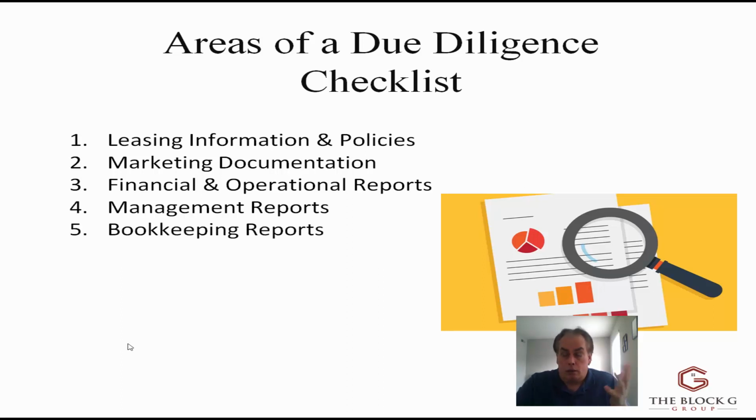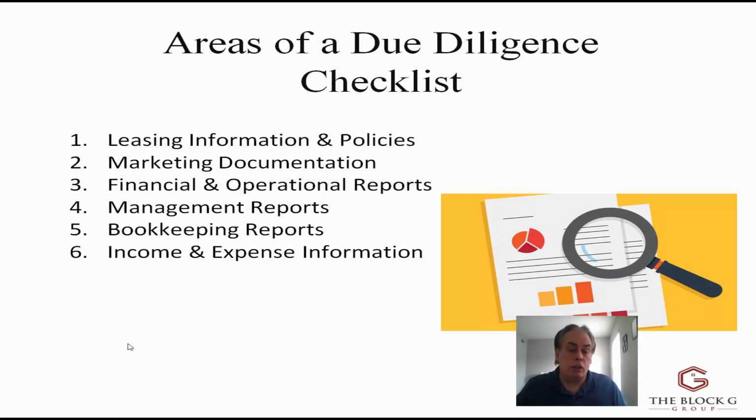Bookkeeping reports, the reports from the bookkeeper, if they do some kind of book report. Number 6, income and expense information. The seller's telling you, oh yeah, this is how much rent we're bringing in, and oh yeah, the expenses are way down here. Okay, show me the expenses. Show me that the expenses are that small.